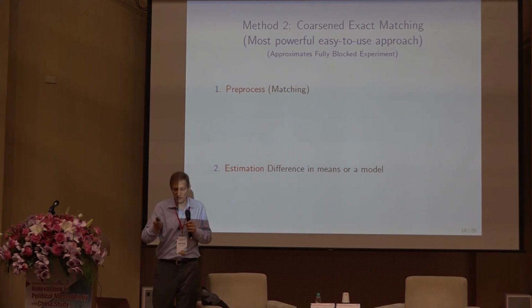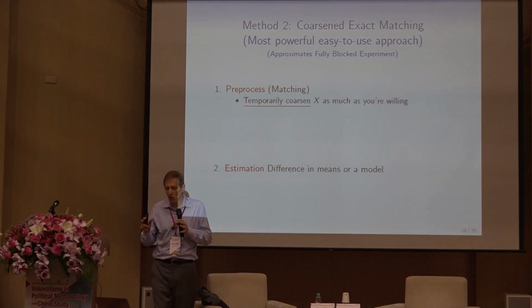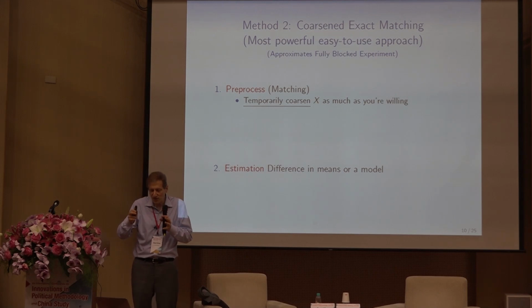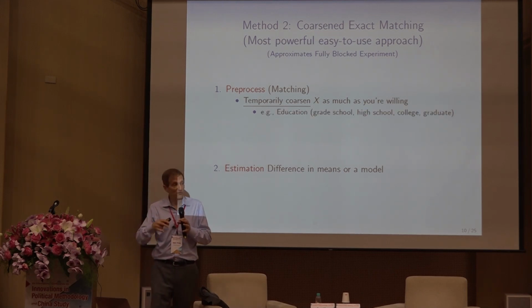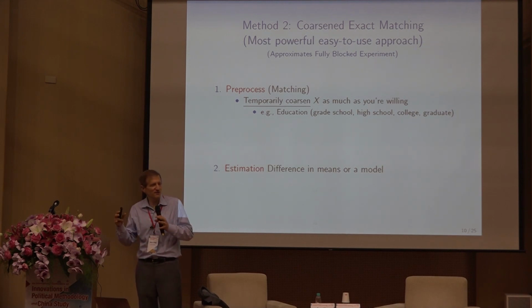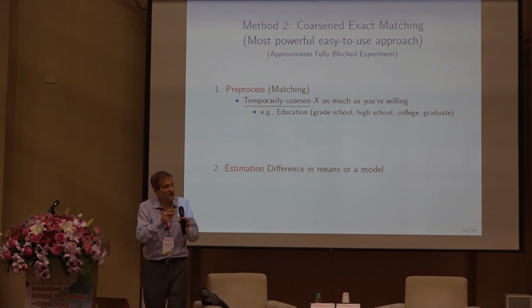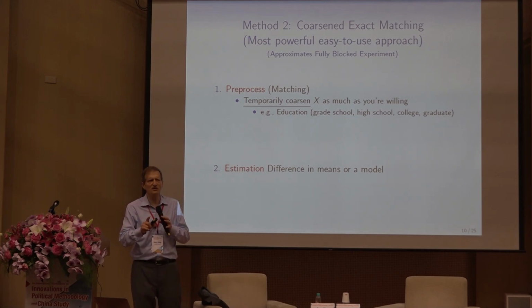Here's how matching works for CEM, or coarsened exact matching. You temporarily coarsen X as much as you're willing. Let me explain what that means. So if you have years of education as your variable, we know in data analysis, we'll sometimes coarsen this to grade school, high school, college, graduate school, if you can translate that into Taiwan. Do you know what I mean? Because often it's the degree that matters, not only the number of years of education. So it's a choice as to whether you're willing to coarsen it or not. It's a serious data analytic choice, but I think we understand it.